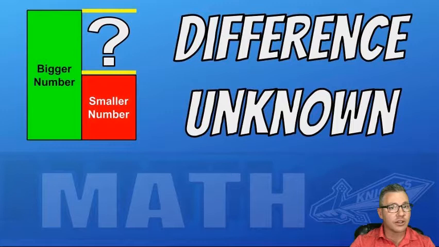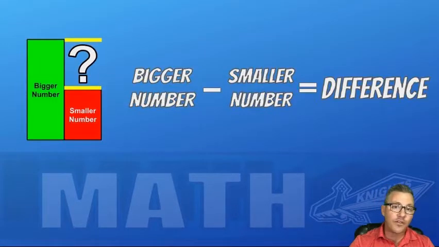Problems will ask students for different parts of a comparison problem. Sometimes the difference is unknown. The space between the bigger number and the smaller number is what the author of the problem really wants them to find. So we have to make sure that we ask students when they read the problem, are you looking for the difference, the bigger number or the smaller number? In order to find the difference, we need to take the bigger number and subtract the smaller number to find the difference.